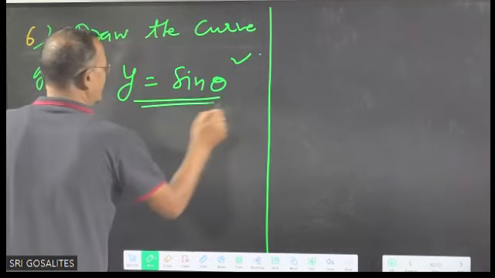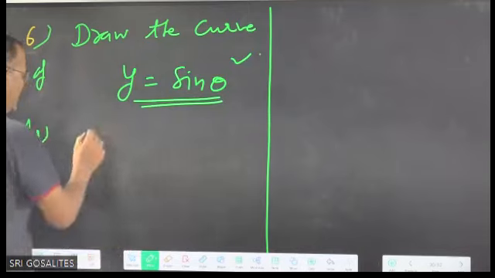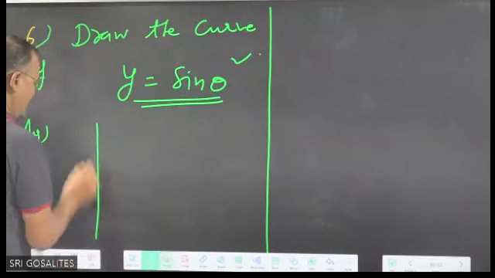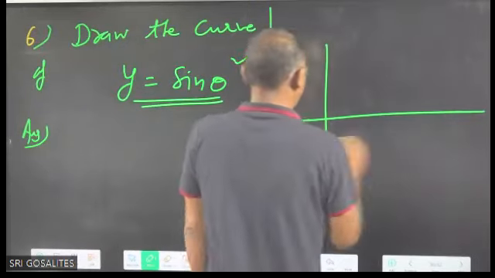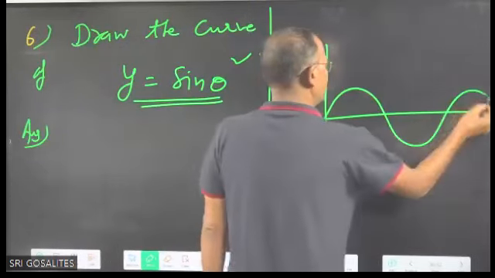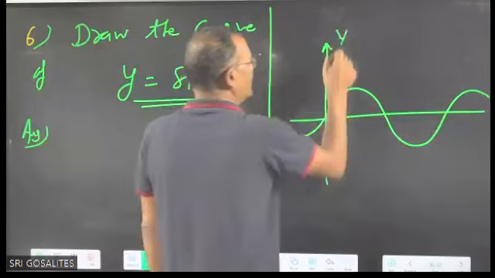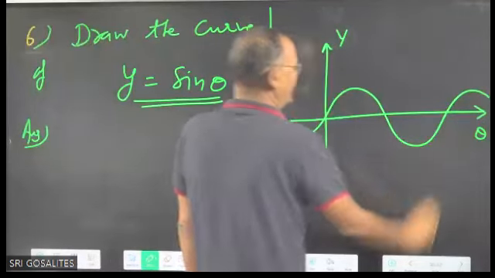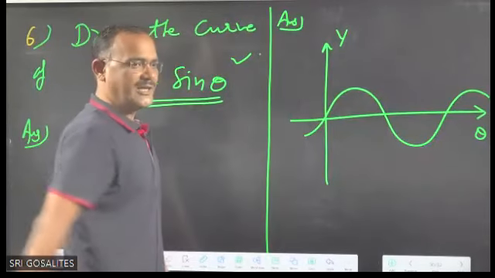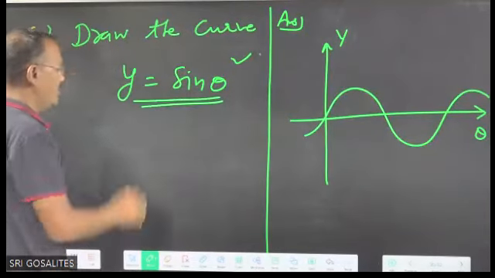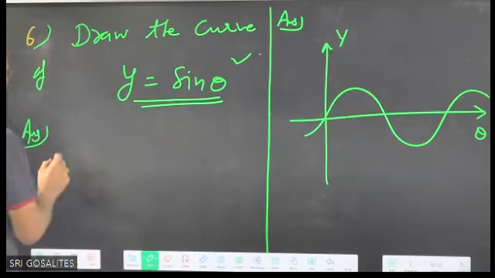So y equals sin theta, we want to plot. How does this graph appear? It looks like this. Here is y, and here is theta. Now you may be thinking, sir, why is the graph like this, a sine curve? So you see some points.